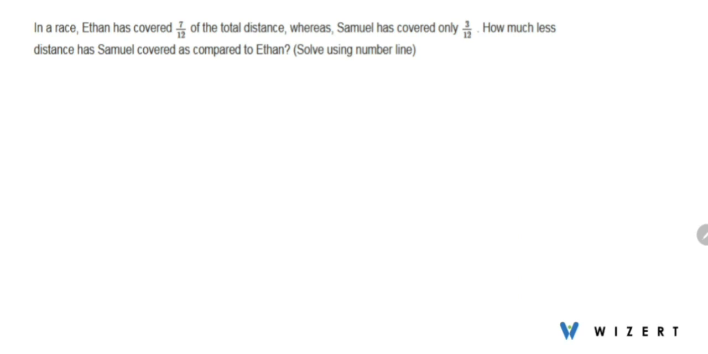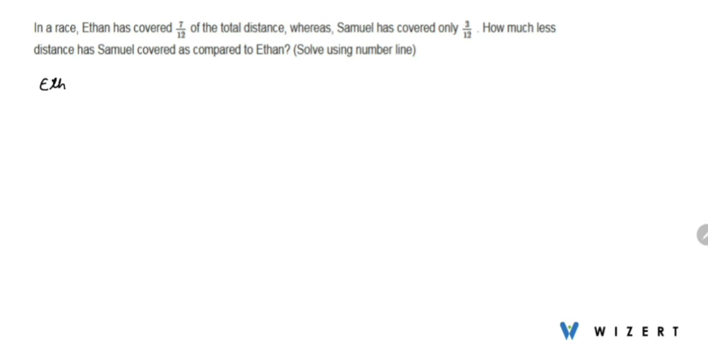In a race, Ethan has covered 7/12 of the total distance, whereas Samuel has covered only 3/12. How much less distance has Samuel covered as compared to Ethan? So we have to solve this using a number line.